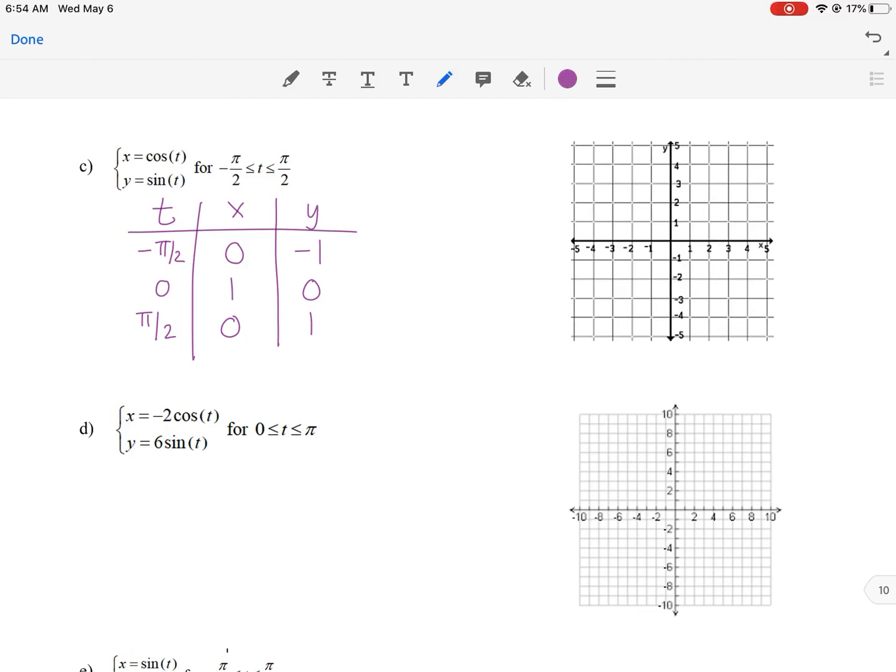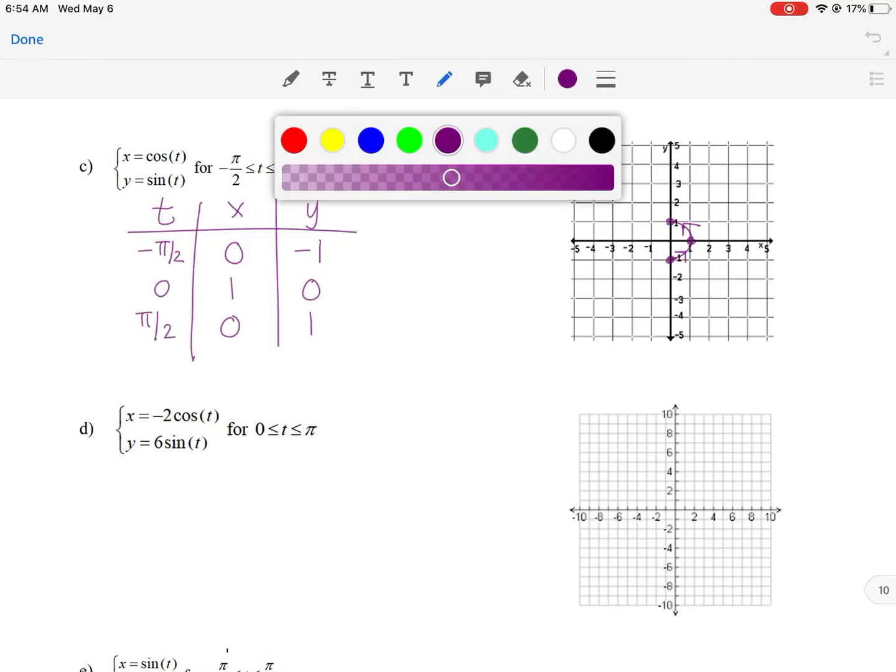So now think about plotting those points. We're going 0, negative 1, and then 1, 0, and then 0, 1. So here we actually have a half circle. And then since it started from the bottom and went up, it's going this way.